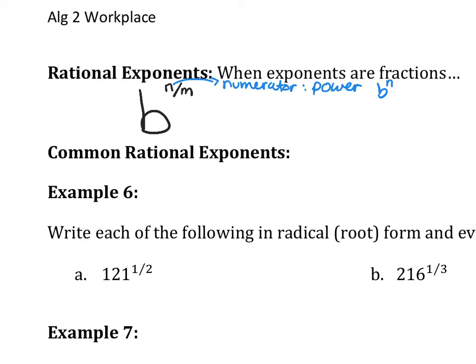But then if there's a number in the denominator, that is representing a root, so like a square root. So it would be to the 1 over m. It would be like saying the mth root of b. So remember, powers and roots are inverses of each other, so squared is the opposite of a square root. Cubed is the opposite of a cubed root. So these rational exponents, these fractions in the exponents, just allow us to say a power and a root at the same time.